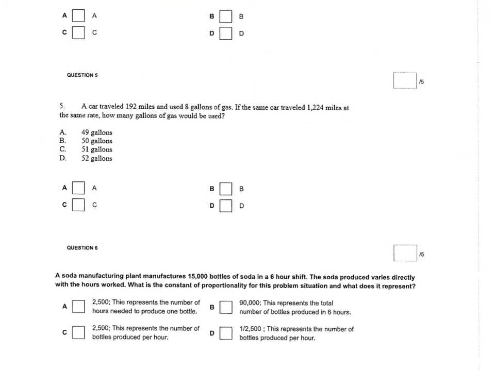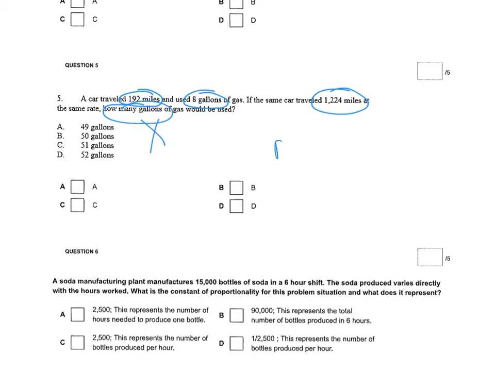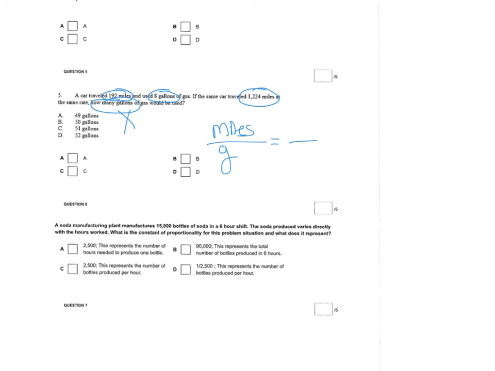5, a car traveled 192 miles and used 8 gallons of gas. If the same car traveled 1,224 miles at the same rate, how many gallons, that's what we don't know, of gas would be used? So this is a proportion we're setting up. Remember, when you set these up, you have to set it up the same way all the way through.